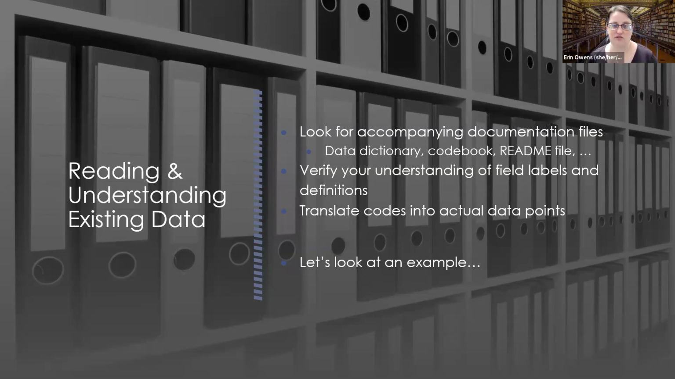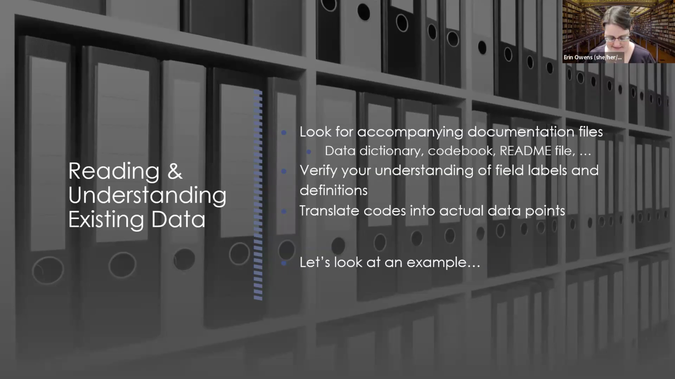The data dictionary will help us to verify our understanding of all the field labels and definitions. If someone says that they collected a length measurement, we need to see a definition of exactly how they are measuring length. From what point to what point on this object, animal, etc.? What units are they expressing that length in? So that we understand what a 10 in that field actually means. Is that 10 inches? Is that 10 centimeters? And then the code book will help us translate codes into actual data points.